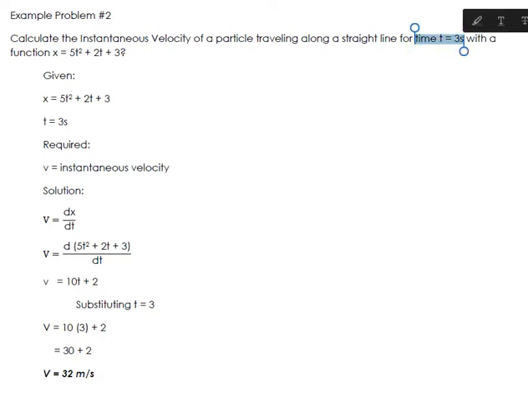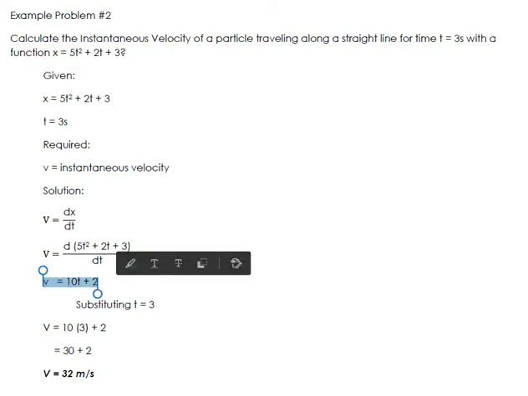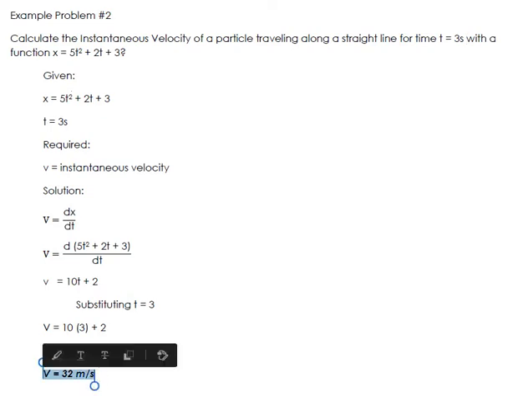That is why it is called instantaneous velocity, because we are looking for the velocity at this instant, at this given time. We have been given a position function, and we just differentiate this function to arrive at the velocity, and then substitute the given time to get its instantaneous velocity. So that's how simply we can solve for the instantaneous velocity of a particle.